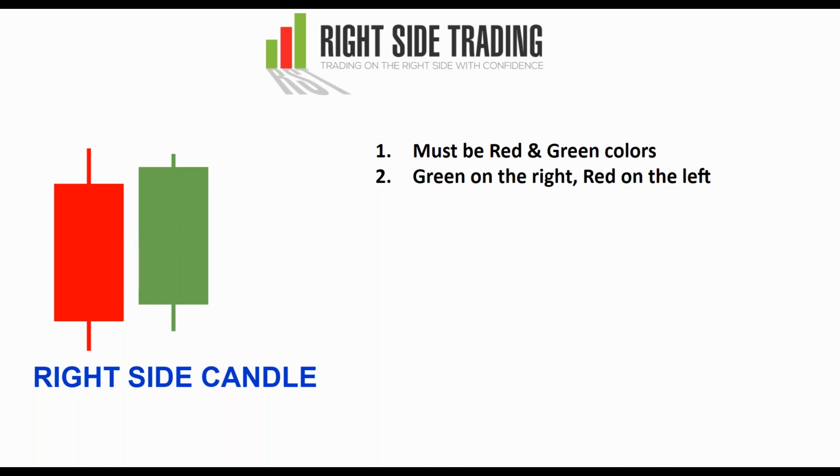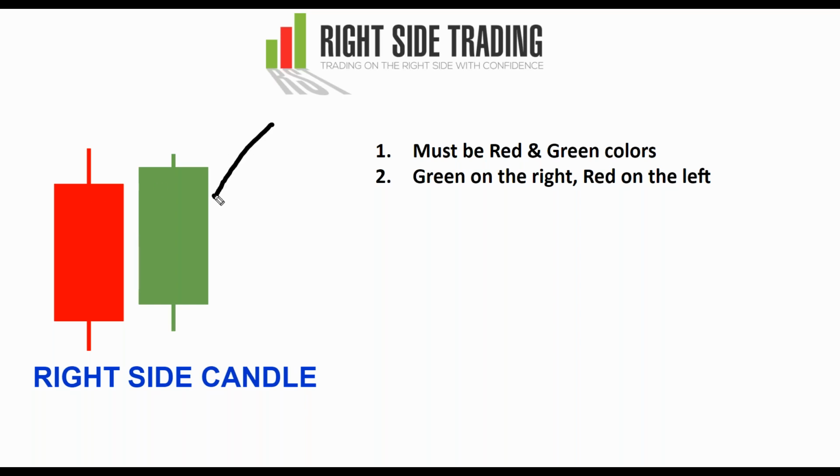Number one, obviously I want to see a right side candle. And in order to tell if you're dealing with a right side candle, it's very simple. You have two candles. And this is why I put it right here, step by step. Number one, there must be a green and red color. Now, if you don't use green and red, and you use maybe black and white, or blue and white, whatever colors you use, the idea is that you have two opposing colors. One tells you it's bullish, one tells you it's bearish. The bullish one stays on the right side.